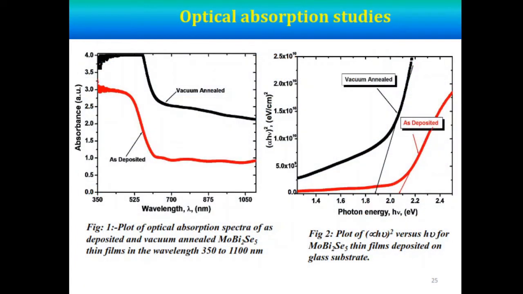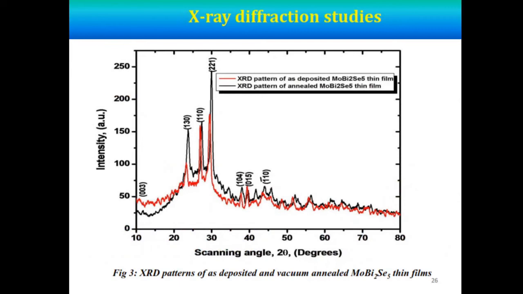This is the optical absorption study. Plot of optical absorption spectra of as deposited and vacuum annealed MoBi2Se5 thin films in the wavelength of 350 to 1100 nanometer, while the plot of alpha h nu square versus h nu for MoBi2Se5 thin films deposited on glass substrate shows band gap 2.07 electron volt and 1.87 electron volt for as deposited and vacuum annealed films. This is X-ray diffraction studies for the MoBi2Se5: XRD patterns of as deposited and vacuum annealed MoBi2Se5 thin films.